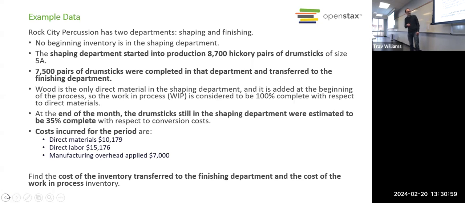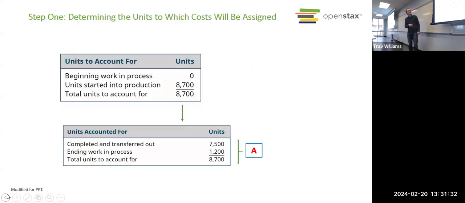So we need to find the cost of the inventory that was complete, because the products that we finish in the shaping department go to the next department, the packaging department, right? So we need to transfer those costs out. But the ones that are still in process, those costs stay in our department until those units are done. So those would be still work in process in the shaping department.